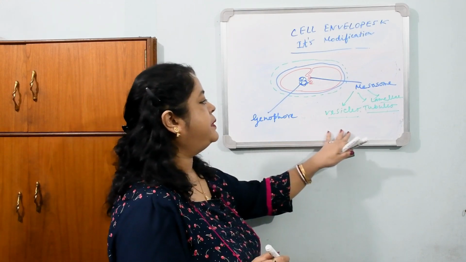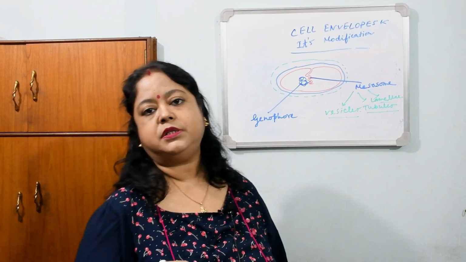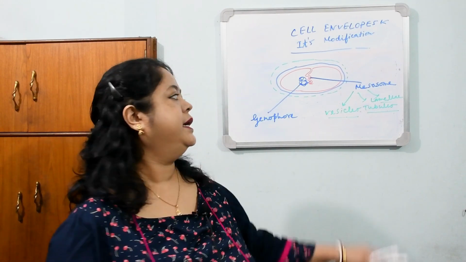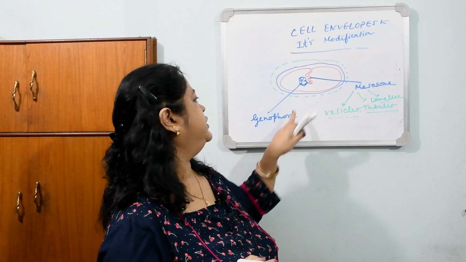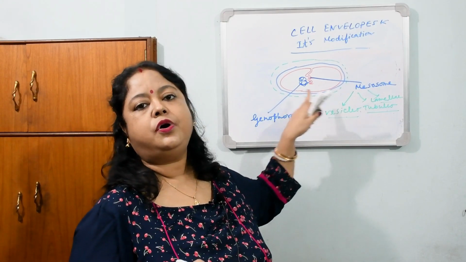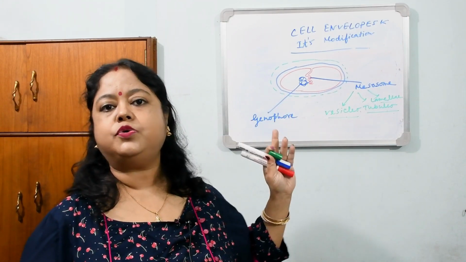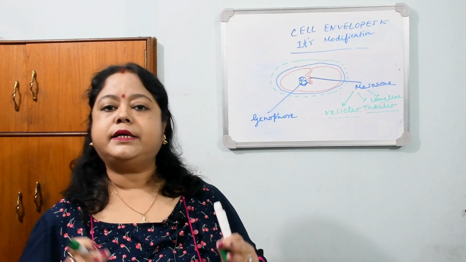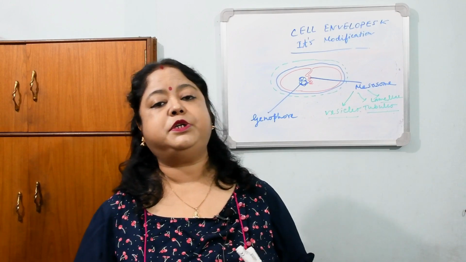Now, mesosome has three parts. They take part in cell wall formation. They also help in the replication of the DNA, as they are very close to the DNA. Genophore is the DNA of the bacteria. So they reside very close to the genophore and help it to replicate. And the next thing is that they help in respiration also.